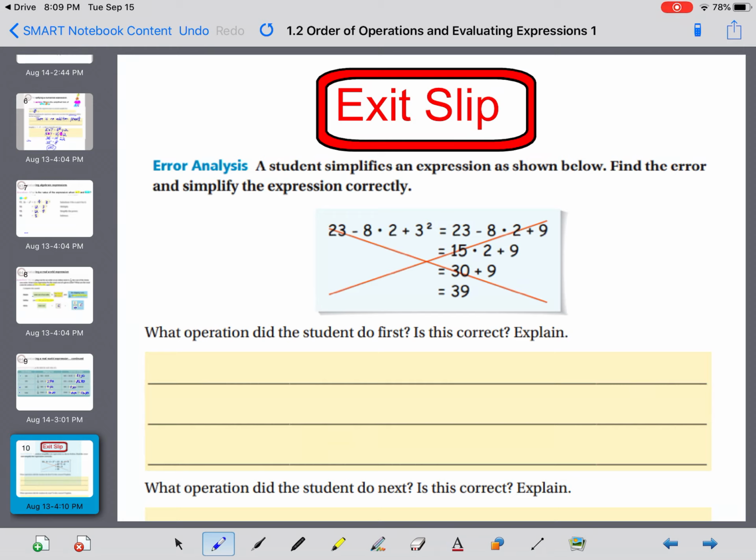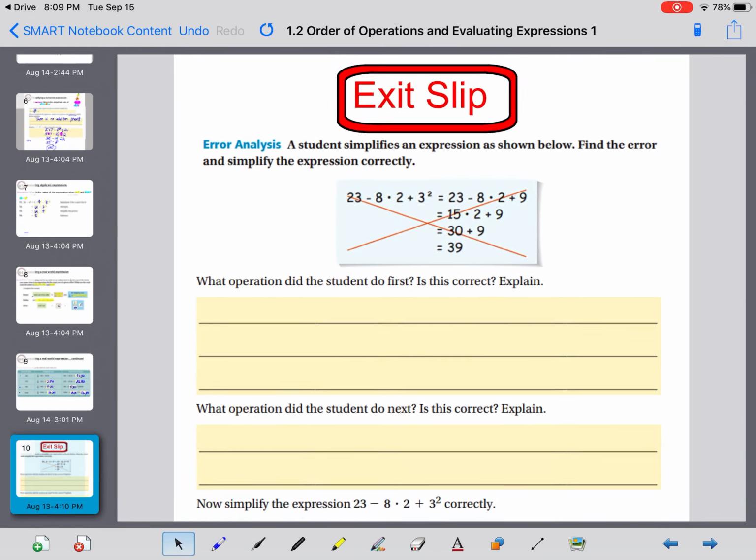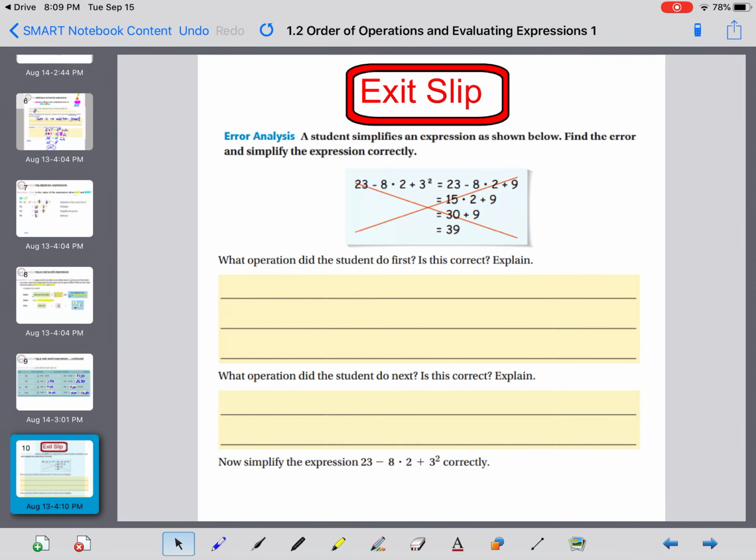Exit slip. Remember, you should attempt these on your own and submit your work when you are completed. All right, I look forward to seeing your responses on the exit slips. This is another error analysis question where you are interpreting a student's mistake. And remember, we are going to use PEMDAS to double check this student's work.